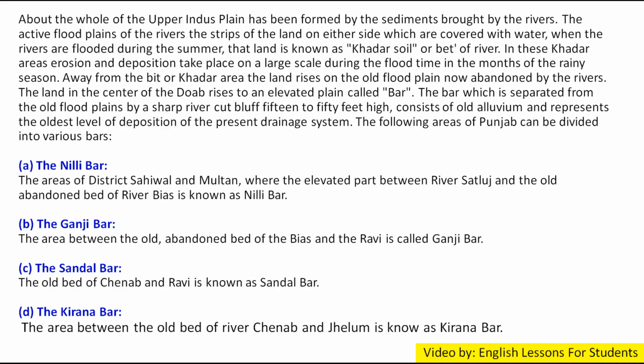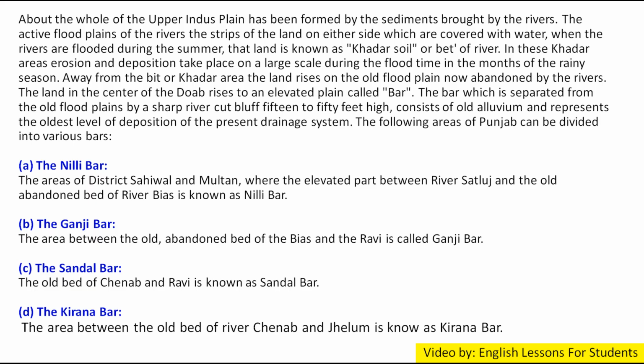The active floodplains of the rivers, the strips of land on either side which are covered with water when the rivers are flooded during the summer, that land is known as khadar soil, the bed of the river. In these khadar areas, erosion and deposition take place on a large scale during the flood time in the months of the rainy season.